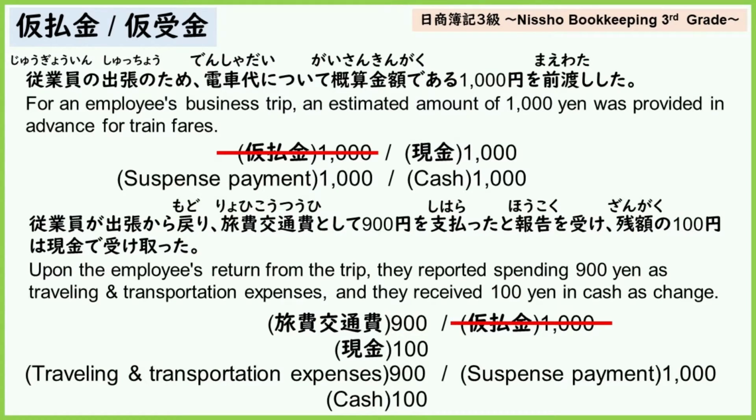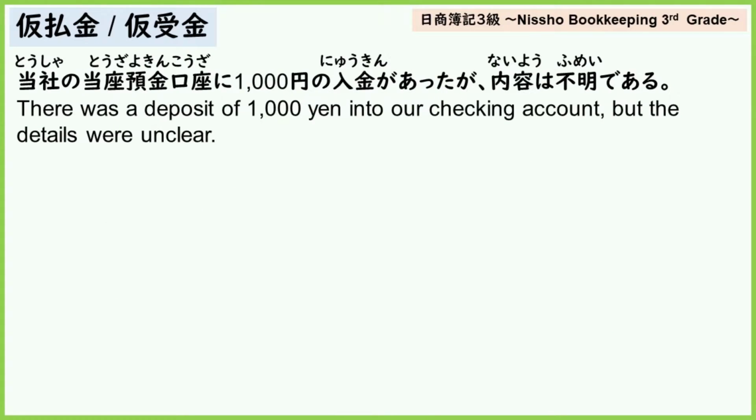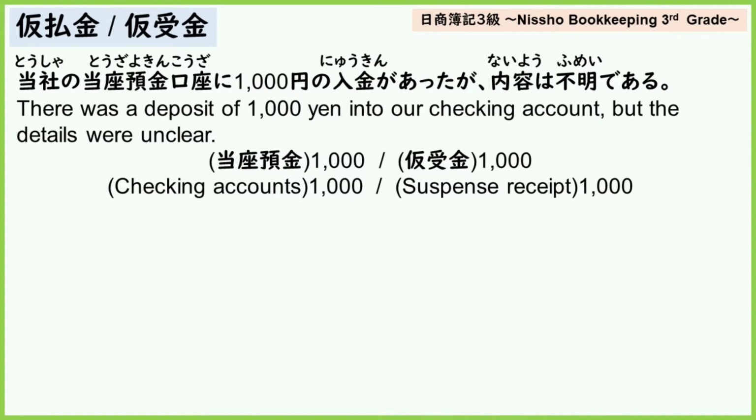Next, I will explain suspense receipt. There was a deposit of 1,000 yen into our checking account, but the details were unclear. The journal entry is debit, checking accounts 1,000. Credit, suspense receipt 1,000. While debiting the checking accounts is clear, it's uncertain what account should be credited. Therefore, although unclear, we processed it under unapplied receipts, indicating suspense receipt.